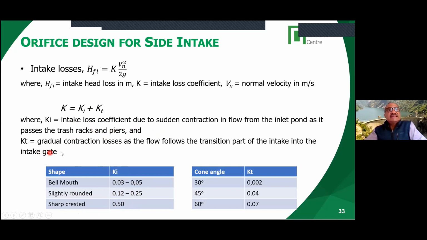a bell-mouthed shape or a slightly rounded shape, then you have various loss coefficients. And KT is the gradual contraction loss as the flow follows the transition part of the intake to the intake gate. Depending on the angle from the intake to the intake gate, the KT also varies. Based on these intake loss coefficients, you find the intake head loss. So this is the formula used to calculate the intake head loss.